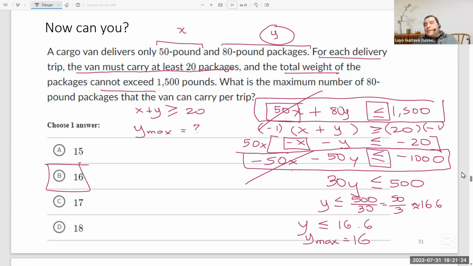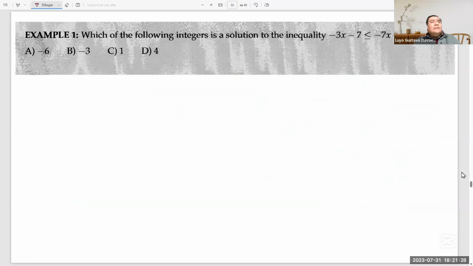All right, so let's keep moving. We have limited time now. Which of the following integers is a solution to the inequality? Okay, this one is too easy for you. Can you try? It's just isolating X in that inequality, minding the three properties we just mentioned. So what is the answer in that case?